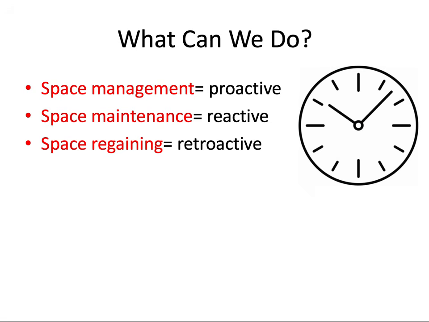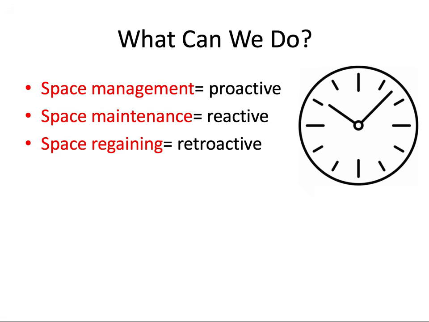So, what can we do about all this space? Well, our treatment all has to do with timing and when we decide to intervene. Space management is proactive. So we manage and hold, usually leeway space, before primary teeth are lost in order to hold on to as much arch perimeter as possible.